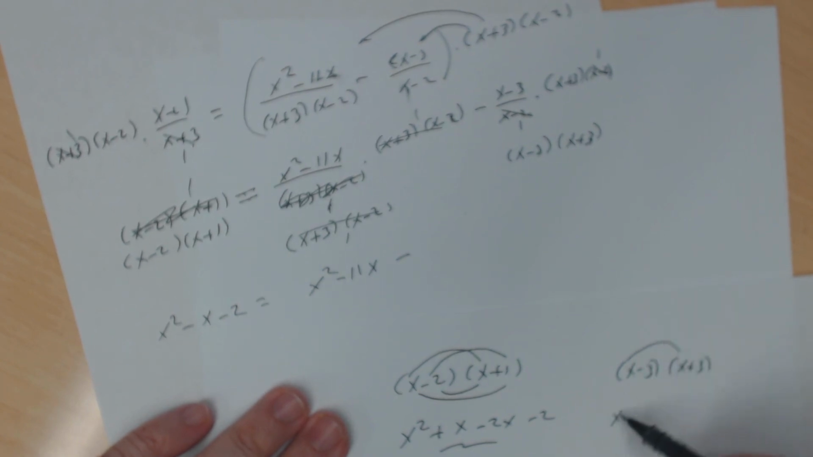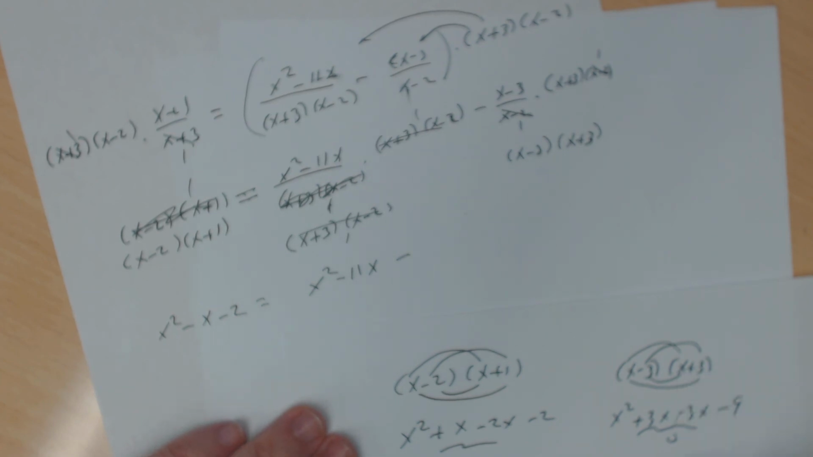So x times x is x squared. The outer is positive 3x. The inner is a negative 3x. And the last is a negative 9. Combining like terms, this becomes 0 right here. 3x and a negative 3x is 0. So I got x squared minus 9. All right, so that's what this is.